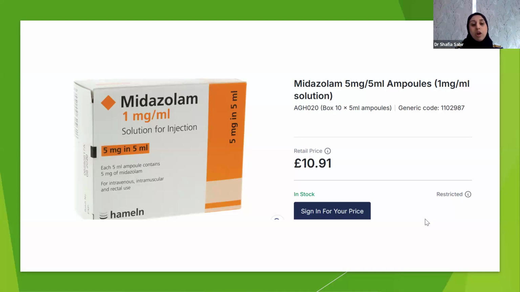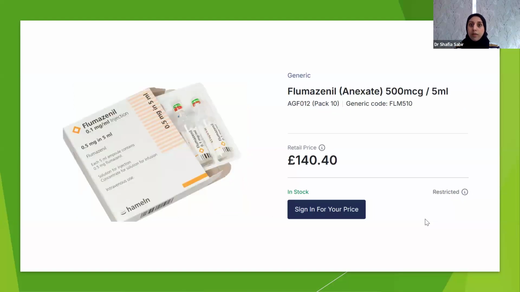The next drug I'm going to talk about is called flumazenil. This is actually the reversal drug, and this is also available from Dental Directory or Rights or from the pharmacy. And just look at the difference in the price. It's a lot more expensive, and to be honest with you, we don't really use flumazenil that much. We'll talk about that in the next slide.